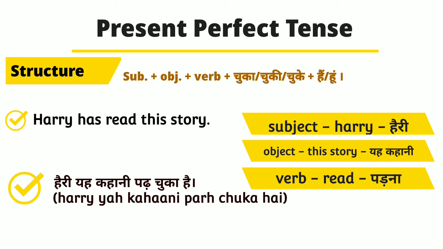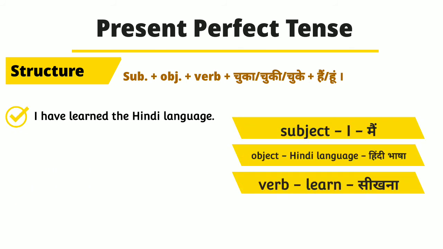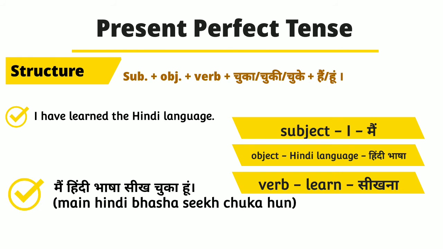Here this means यह and story means कहानी, so our object is यह कहानी. Next sentence is I have learned the Hindi language. Subject I means मैं, object Hindi language means हिंदी भाषा, verb learn means सीखना, मैं हिंदी भाषा सीख चुका हूँ.